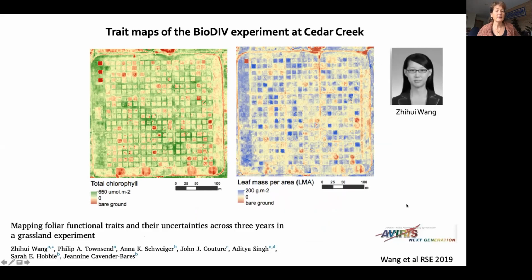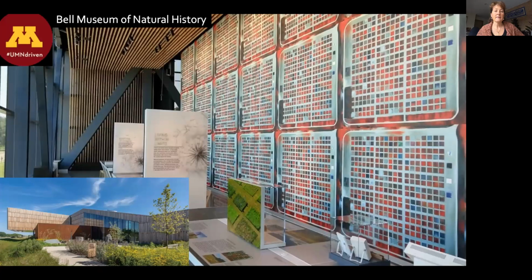And Xihui Wang, former postdoc in Phil Townsend's lab, then used these models to map the functional traits of species in that biodiv experiment at Cedar Creek. And here's just a visual of mapping traits across the experiment. And you can take a look at this study if this is of interest. And that's actually related to this imagery that's now in the Bell Museum. It's a visual representation of hyperspectral imagery, so these reflectance spectra of these plots in the biodiv experiment that can be represented visually based on the information content in those spectra in all of these plots.